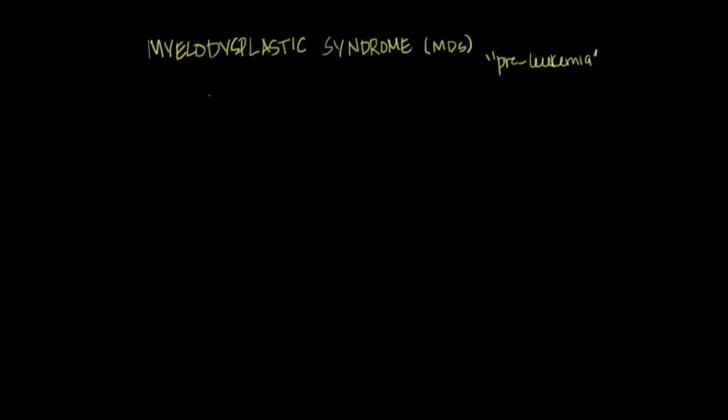Okay, so let's start off by letting the name of the disease tell us a little bit more about it. So myelo tells us that we're talking about myeloid cells, right? So we're talking about red blood cells, platelets, neutrophils, basophils, and eosinophils. And dysplastic comes from the Greek word dysplasia, which means abnormal. So we're talking about abnormal myeloid cells.